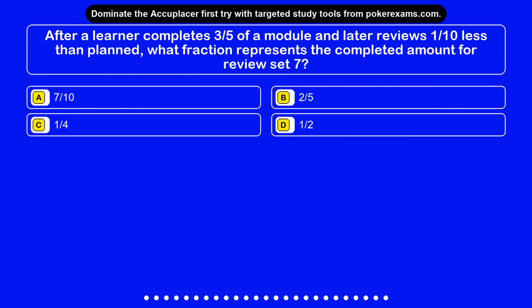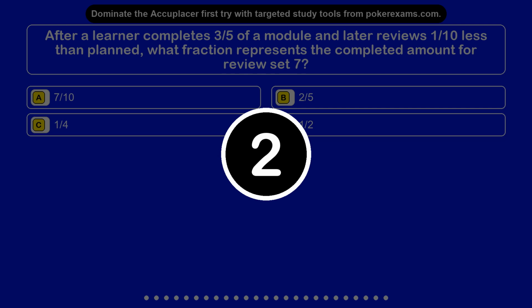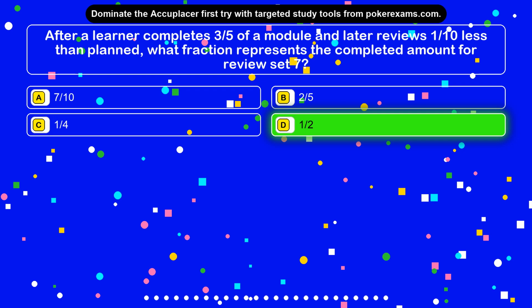Question 2. After a learner completes 3/5 of a module and later reviews 1/10 less than planned, what fraction represents the completed amount for review set 7? Option A, 7/10. Option B, 2/5. Option C, 1/4. Option D, 1/2. The correct answer is option D, 1/2.